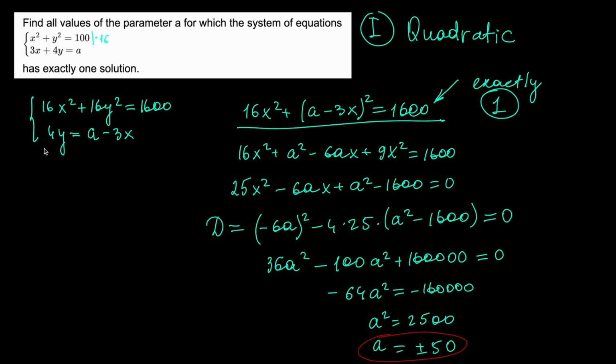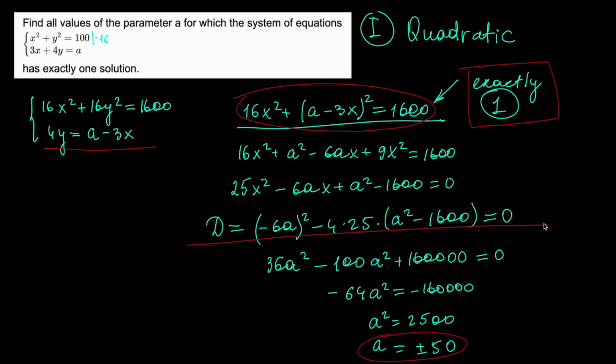To sum up, we use the substitution method and get a quadratic equation which has exactly one solution when the discriminant is equal to 0. And let's now move to the second method. The second solution is graphical.